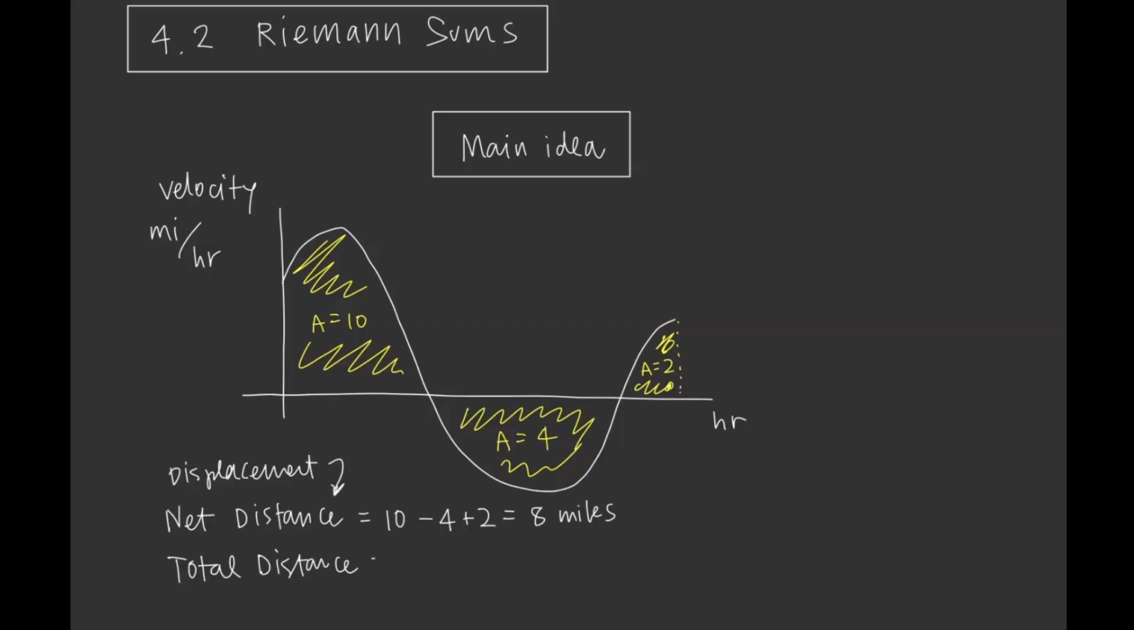And if we were interested in total distance, this is like your car's odometer or your step counter on your watch. It's keeping track of how far you've gone regardless of what direction you're going. In that case, that would be 10 plus 4 plus 2, and that would give us 16 miles. So you've gone 16 miles, but you're only 8 miles from your starting point.